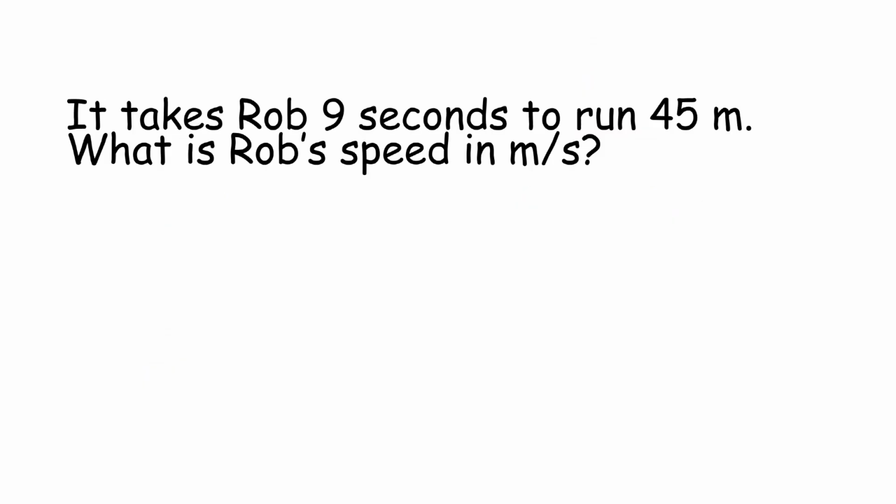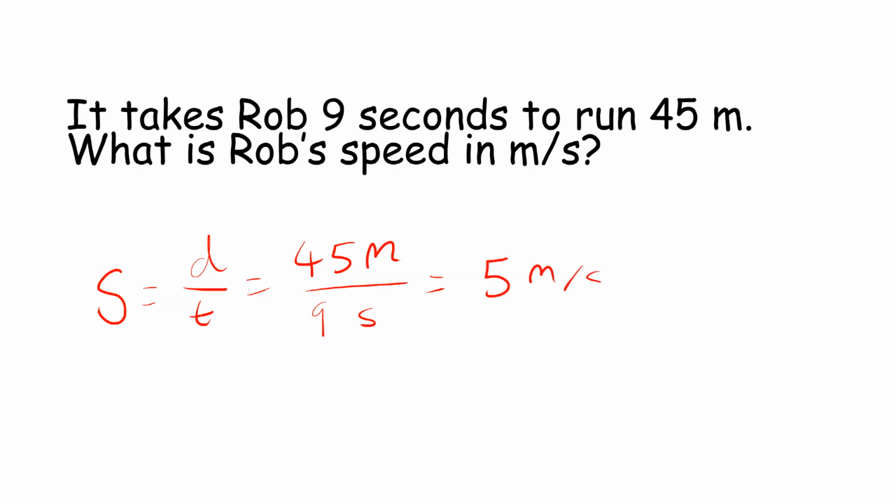Let's have a look at this question. It takes Rob 9 seconds to run 45 meters. What is his speed? So this time we want speed, which is distance divided by time. So we have 45 meters divided by 9 seconds, which gives us an answer of 5 meters per second.